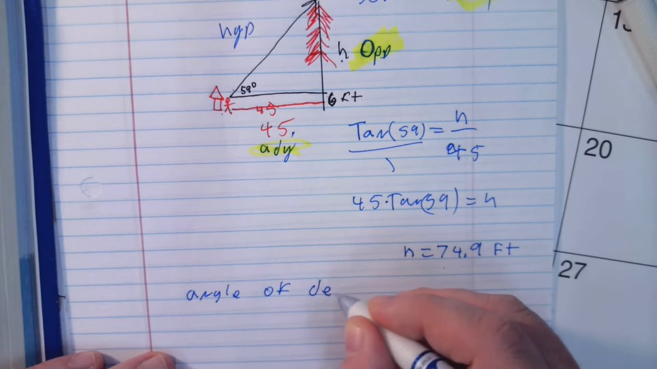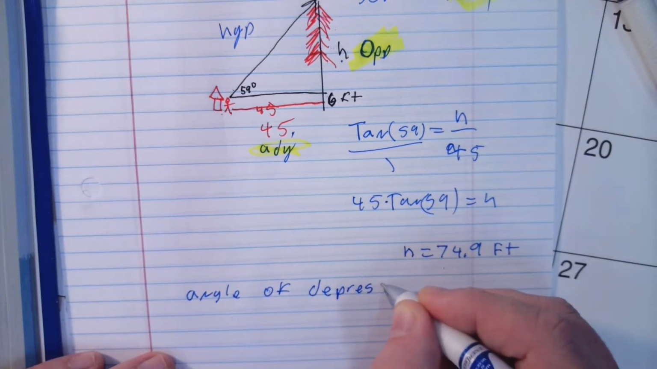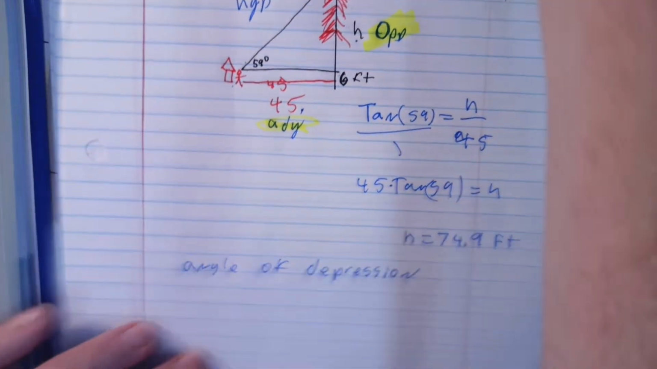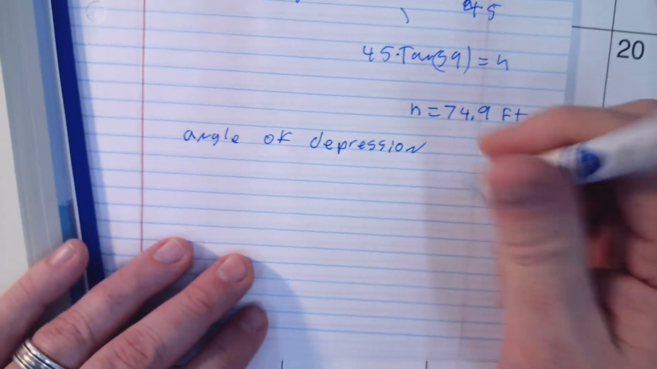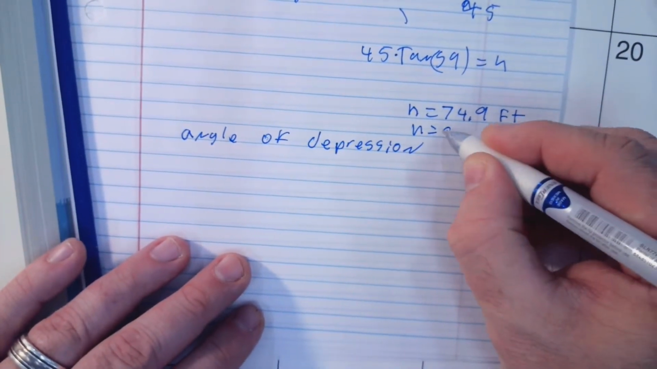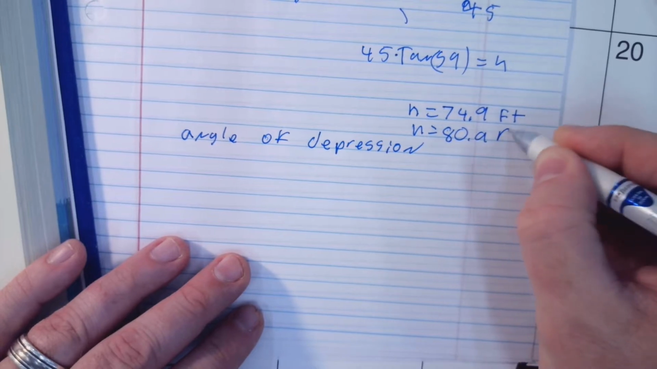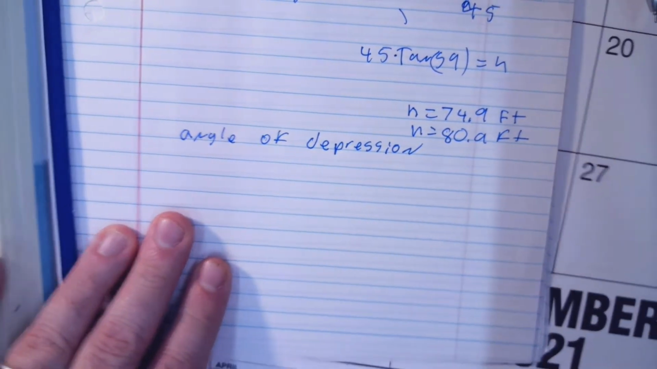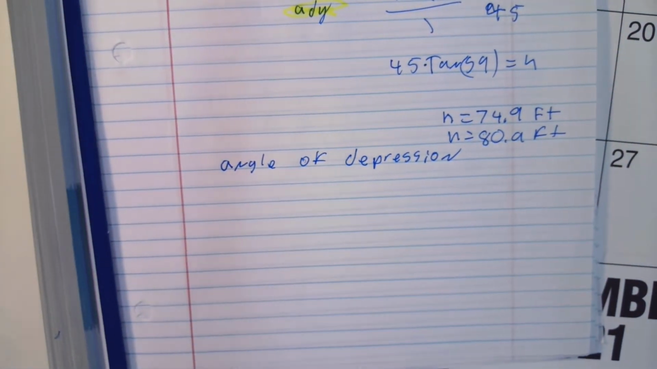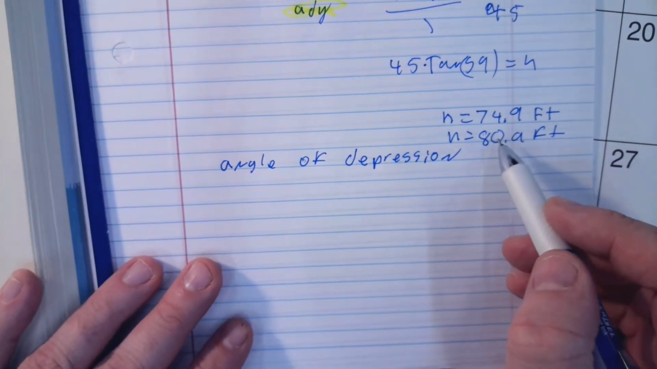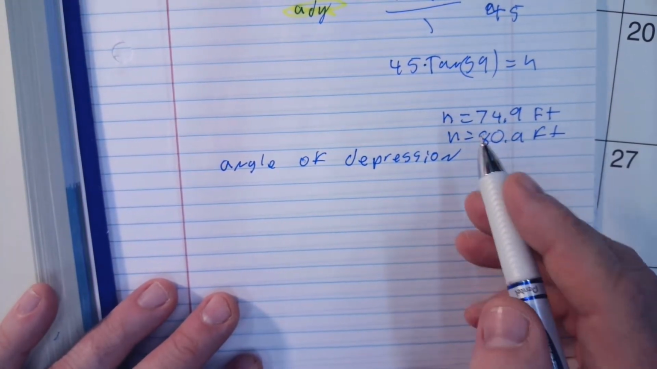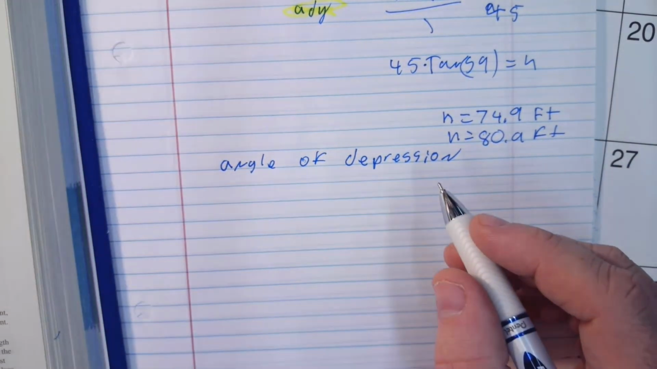Angle of depression. Don't we have to add 6 feet? You are correct. So the actual height of the tree would be 80.9 feet. I'm glad you brought that up. Either way, it's still going to crush my house. All right, angle of depression. Okay.